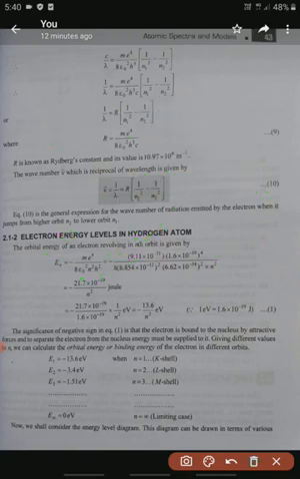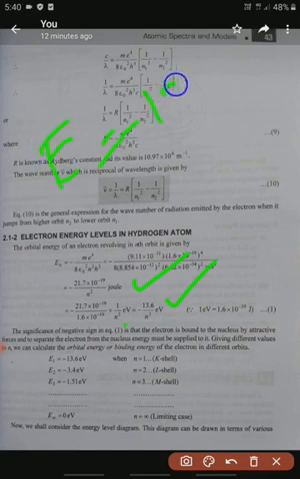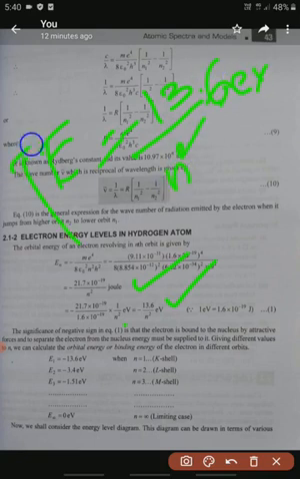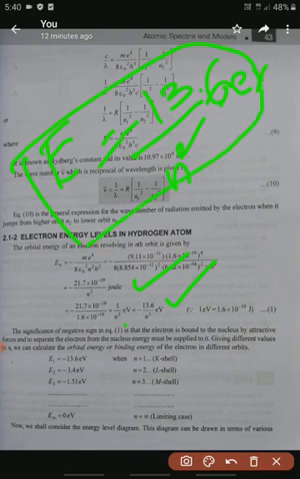When you substitute all these values, we get this value. We can convert it from joules into electron volts, and then we get this formula: the total energy is minus 13.6 by n square electron volt. This formula is very important, we should remember. So the total energy of the hydrogen atom is E equal to minus 13.6 electron volt by n square. Here, what is n?